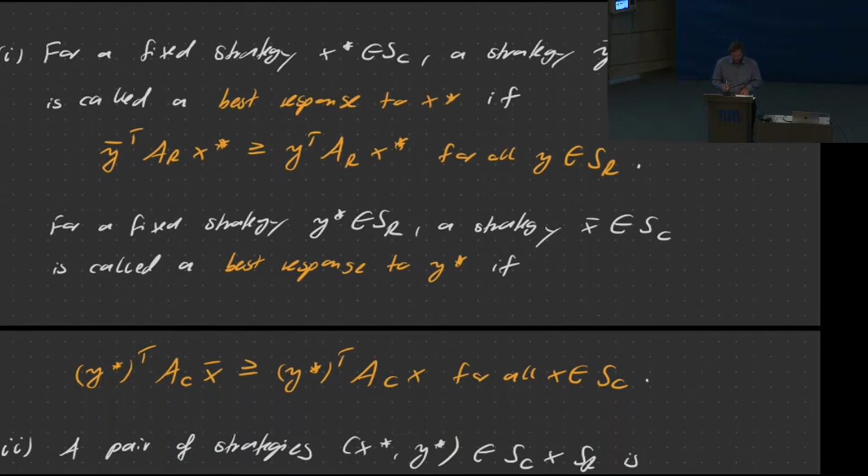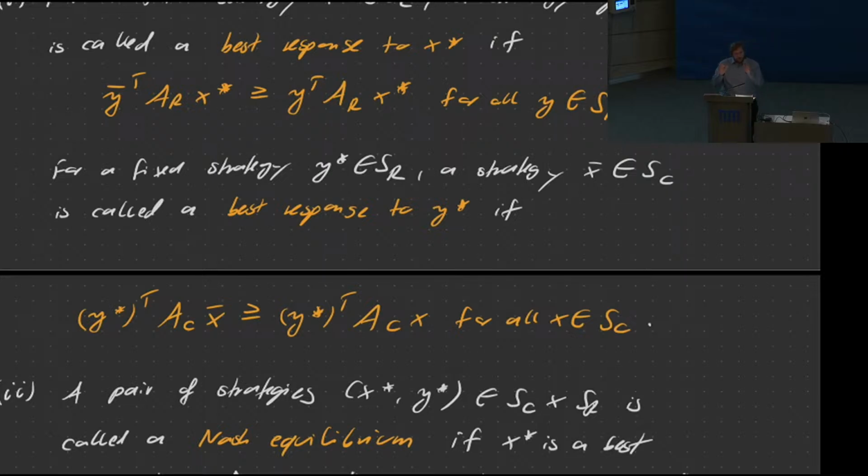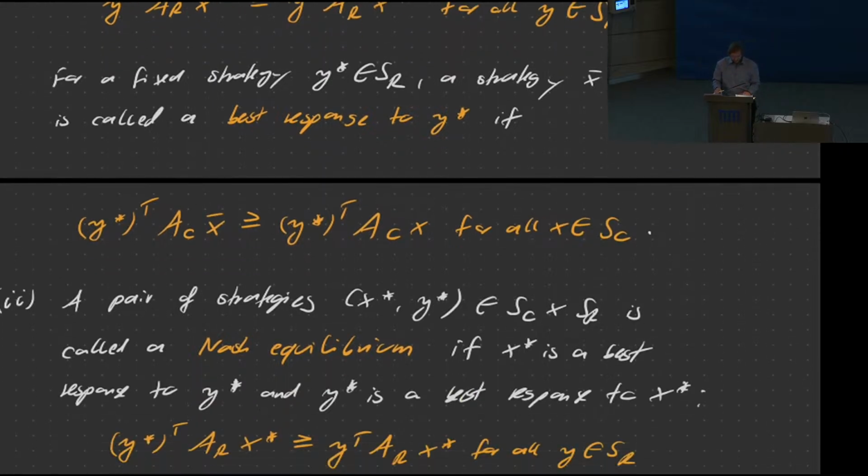And of course, the same can be defined from the point of view of a column player. So let's say row fixes a strategy, Y star. Then we just have to use the column payoff matrix here. And the definition of best response to Y star for the column player would be a strategy that maximizes his payoff compared to all other choices he has. Again, always under the assumption that row strategy is already chosen to Y star. Okay, so that's called the best response to some strategy of the other player.